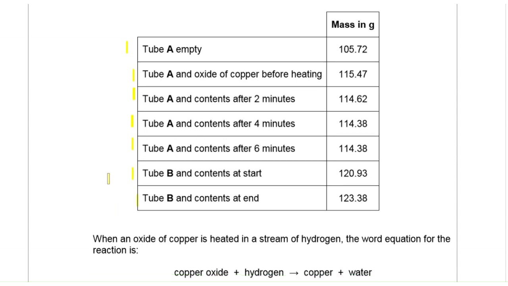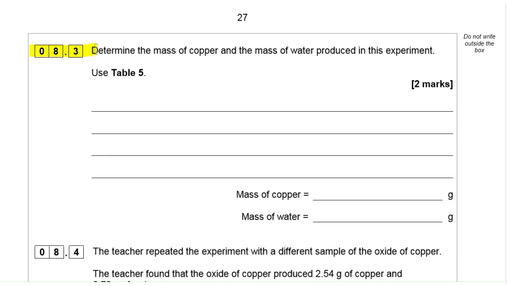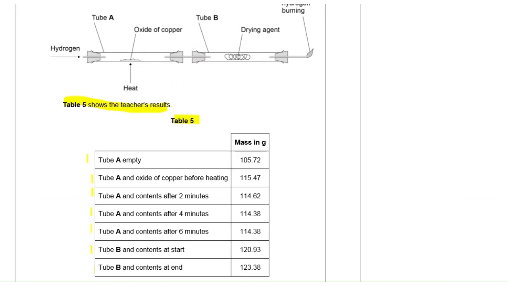When an oxide of copper is heated in a stream of hydrogen, the word equation for the reaction is copper oxide plus hydrogen goes to copper plus water. So over the page, 8.3, determine the mass of copper and the mass of water produced in this experiment. Use table 5 for 2 marks.